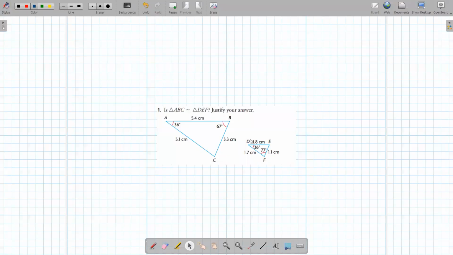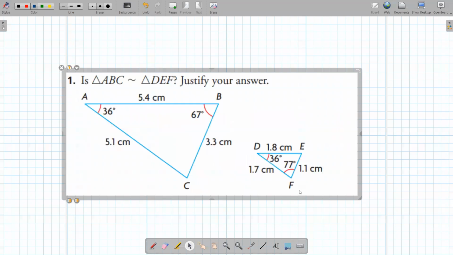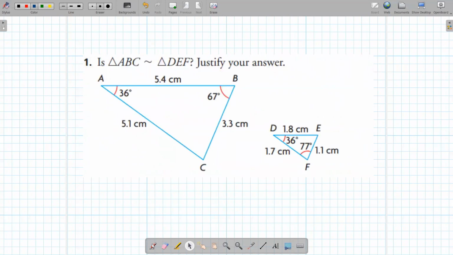All right, let's look at this question. What is it even asking? Read this statement out for me. What does this mean, with all these symbols? Is it the same? Yes, it's asking us whether triangle ABC is similar to triangle DEF. So how do we do that?